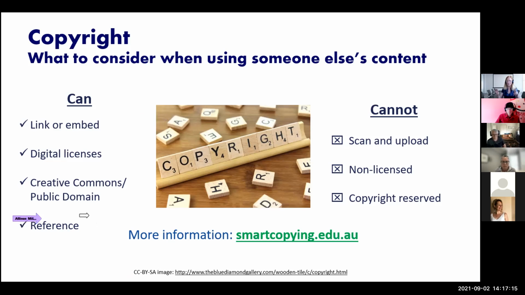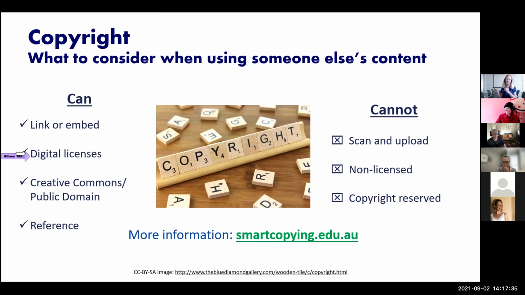And if you do need to take a screed of text from something else, then make sure you reference it like you'd expect your students to reference it. If you've got licensed product already, some of you I think have already got some, just check your license, see if you can move it from the format you've currently got it, which might be to print it and give it to students.